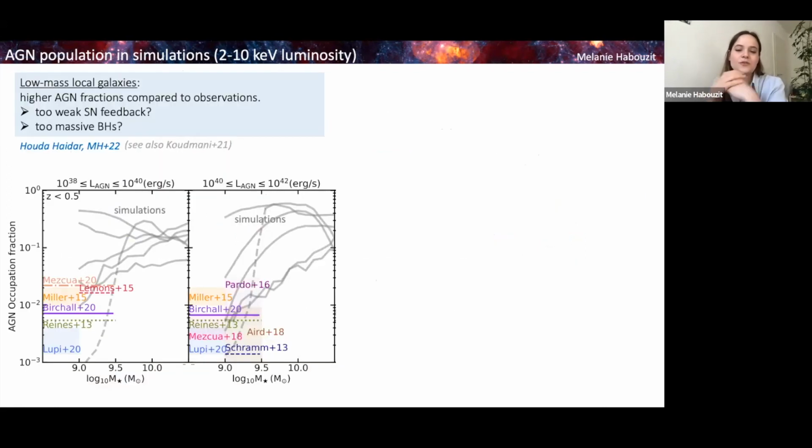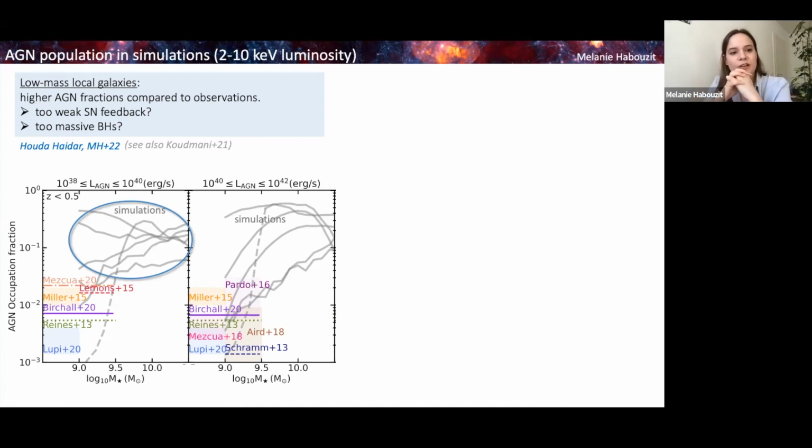Okay, so to show you a bit more of the discrepancies between observations and simulations, now I'm looking at low mass galaxies. This is the work of one of my students. She's comparing the fraction of AGN in those low mass galaxies. Simulations are shown here for different luminosities of the AGN, and we're comparing this with current observational constraints in the local universe. Of course, there is some uncertainty in the observational constraints because it's hard to detect AGN black holes in dwarf galaxies because they are less massive, so fainter AGN.